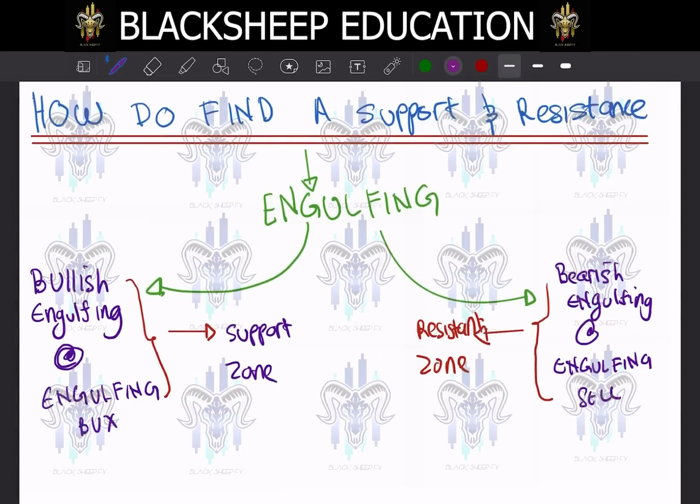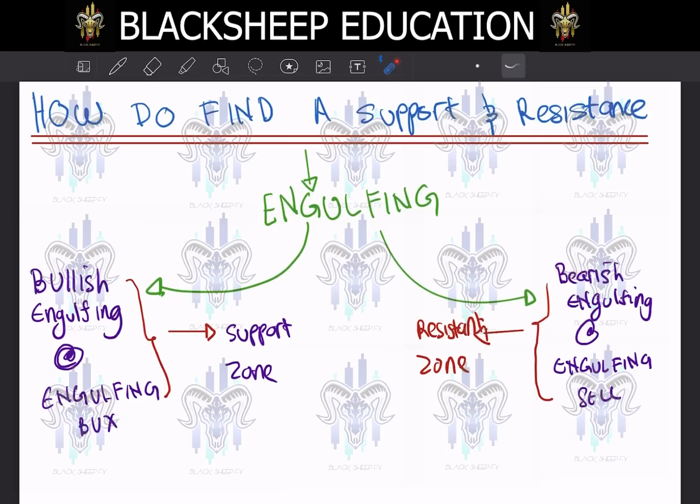So, to put it into simpler terms, how do we find support and resistance? We will be using the methodology of an engulfing. Engulfing is split into two. Bullish engulfing or engulfing buy, whatever fits your tongue well, will allow us to potentially create a support zone. Whereas engulfing sell, or you can call it bearish engulfing, or EG sell, will indicate a potential resistance zone.